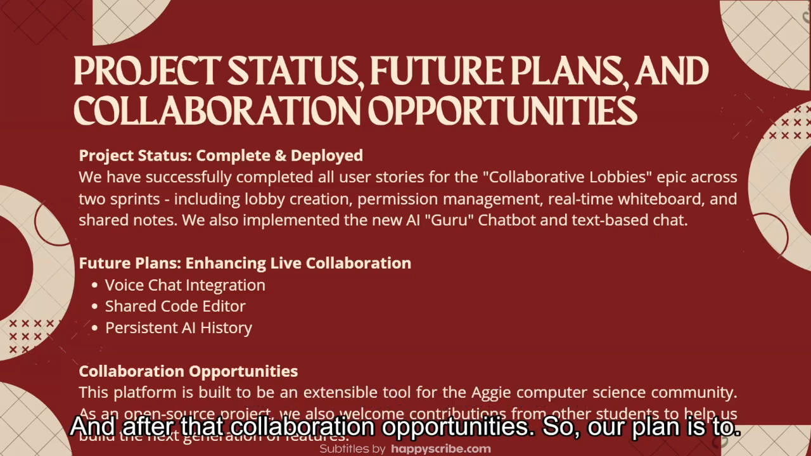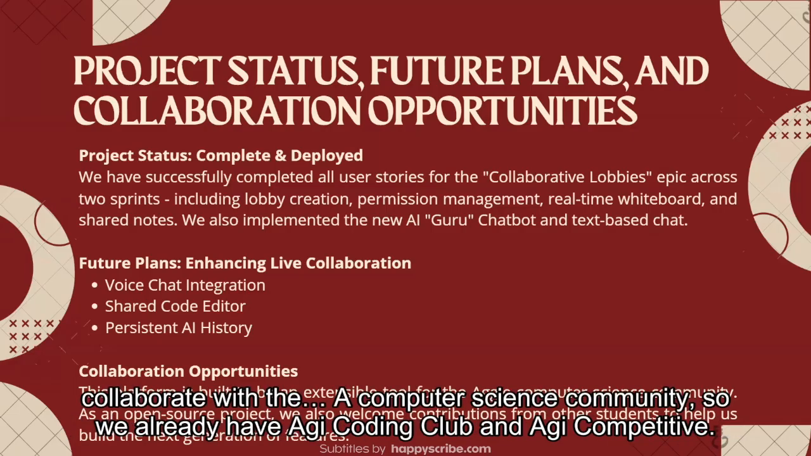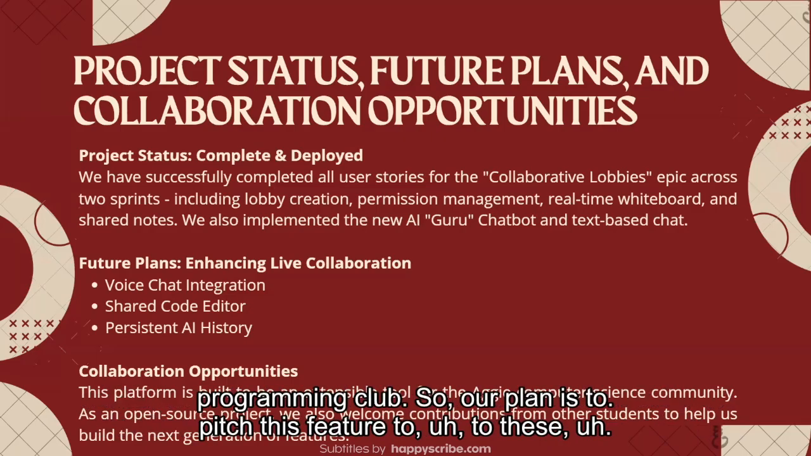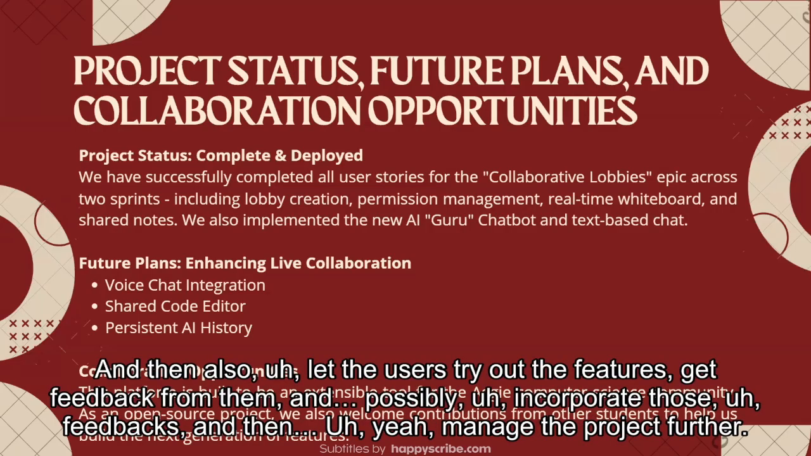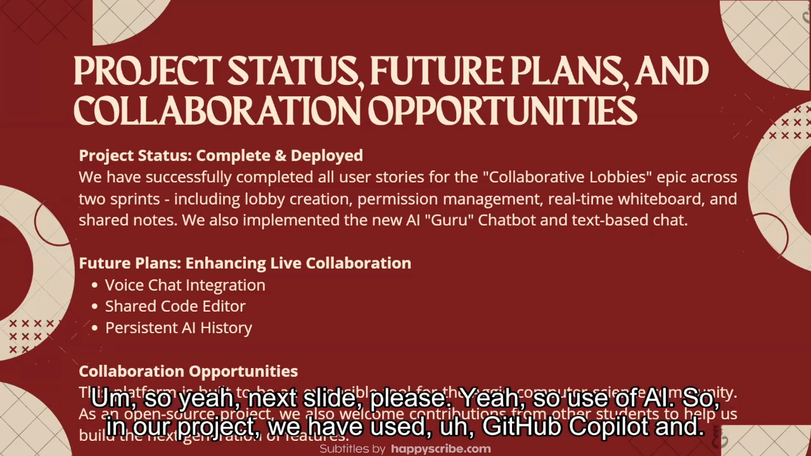And after that, collaboration opportunities. Our plan is to collaborate with the Aggie computer science community. We already have the Aggie Coding Club and the Aggie Competitive Programming Club. So our plan is to pitch this feature to these clubs in our college, and then also let the users try out the features, get feedback from them, possibly incorporate that feedback, and then build the project further. So yeah, next slide, please.